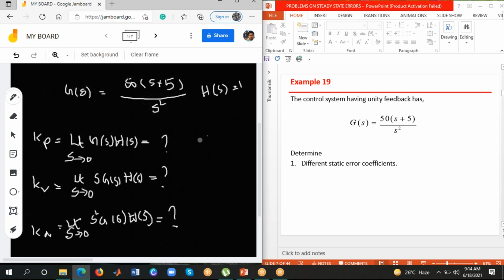Right. Kp is infinity. Then Kv and Ka. So Kv is also infinity. Right, 250. So this is the answer for these three constants. Let me see how we got these values.